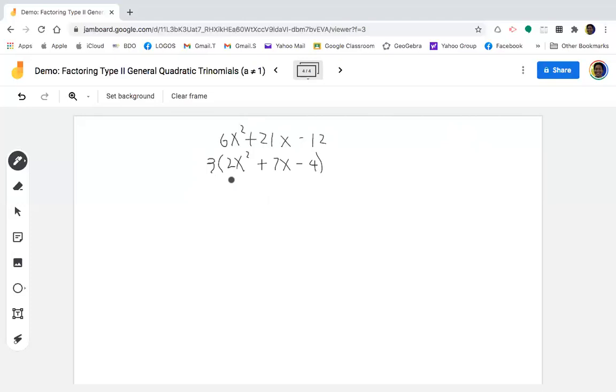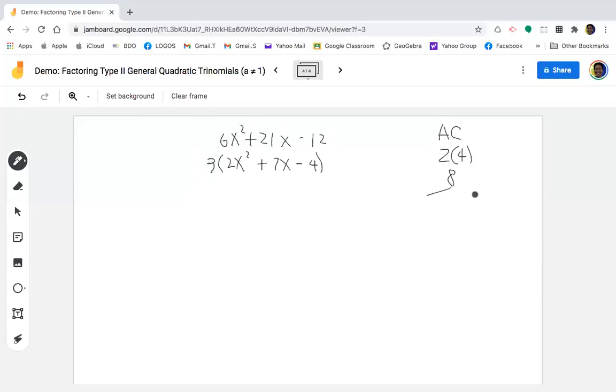All right, now let's do the AC test. So AC will be equal to 2 times 4. You don't have to consider the sign at this point. We'll just worry about the signs later, so we don't have too many things in our head. Just worry about the numbers. So 2 times 4 is 8. And this is what we factor.